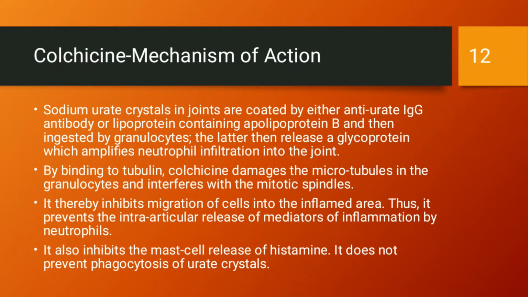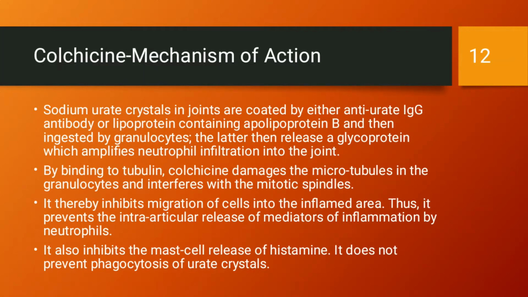By binding to tubulin, colchicine damages the microtubules in the granulocytes and interferes with the mitotic spindles. Thereby it inhibits migration of cells into the inflamed area. Thus it prevents intra-articular release of the mediators of inflammation by neutrophils. Okay, simply, I will forget whatever we have written and tell you in very simple language what colchicine does. It prevents neutrophils from entering into the joints. By preventing the entry of neutrophils, it prevents further damage to the joints.